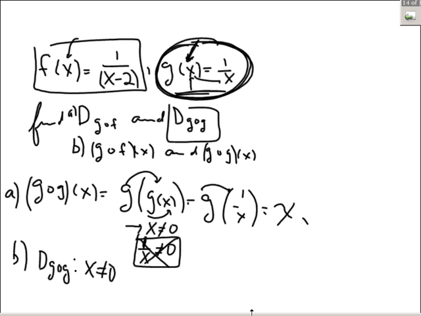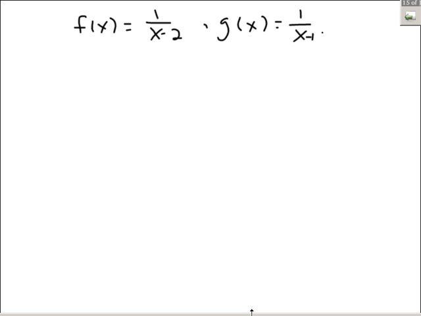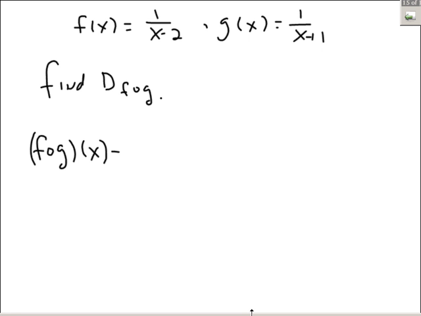Alright, let's do one more where you can have constraints in both cases. Suppose I said that f of x is 1 over x minus 2, and g of x is 1 over x plus 1. And we want to find the domain of f circle g. So, f circle g of x, by definition, is f of g of x.